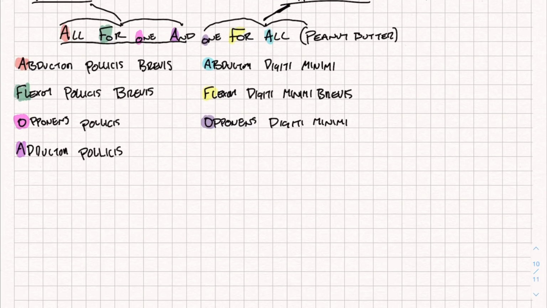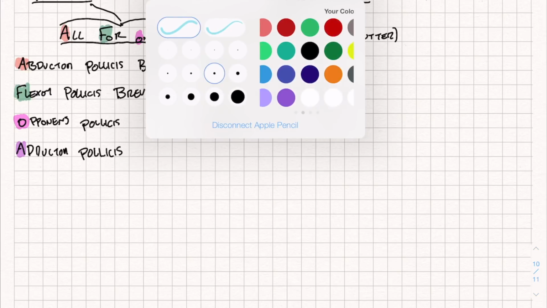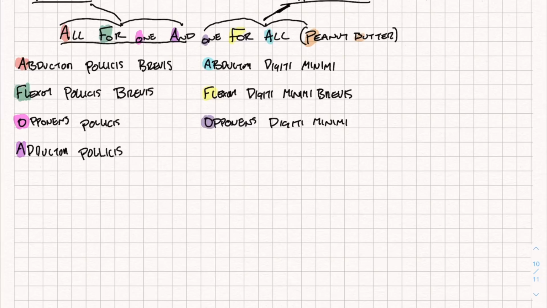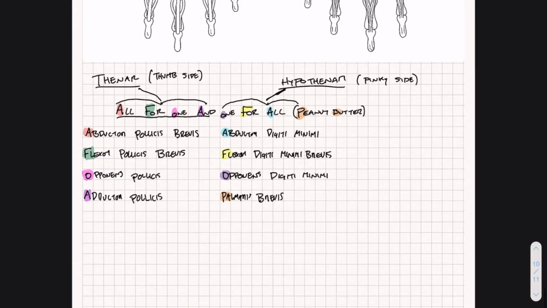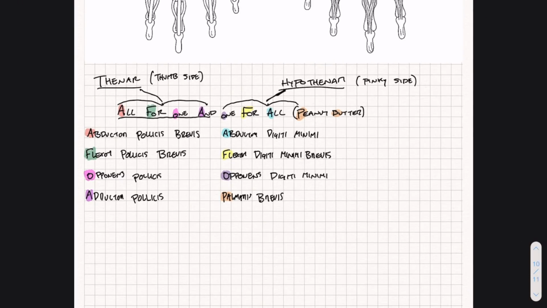So there's that. And then the final one we have is peanut butter. Peanut butter stands for palmaris brevis. Remember, we had a palmaris longus. We also have a palmaris brevis. And it's this right here. This one assists with grip in your hand. I can try and find a video of what it looks like when it flexes, but it attaches to this structure here, which is that palmar aponeurosis. That's the palmaris brevis, that orange. Okay, so there's your thenar and your hypothenar muscles, all for one and one for all, peanut butter.